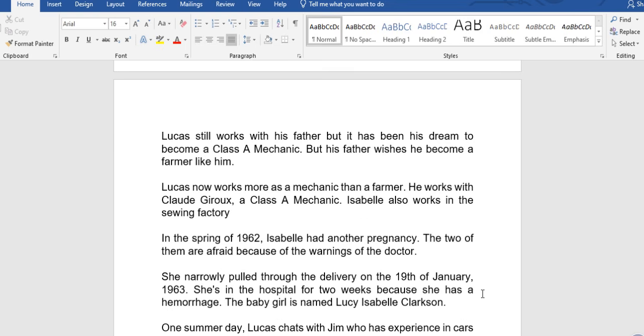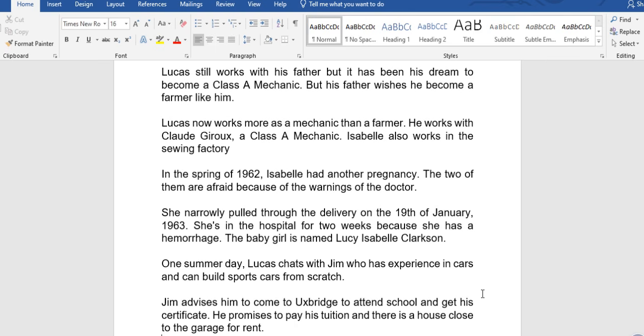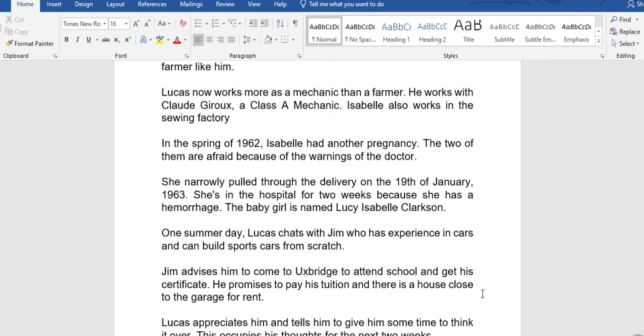Lucas still works with his father, but it has been his dream to become a Class A mechanic. But his father wishes he become a farmer like him. Lucas now works more as a mechanic than a farmer. He works with Claude Giros, a Class A mechanic. Isabel also works in the sewing factory.